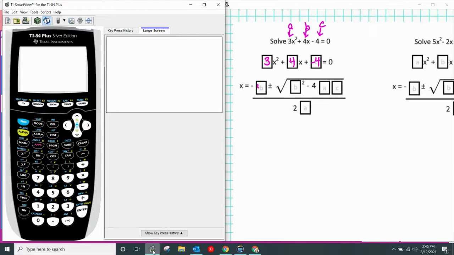Okay, so B goes first. So B is 4. Then we have to put B again here. Then I use my A value, which is 3. I put it here, and it goes in the bottom. And then C is negative 4. Now we want to simplify this.